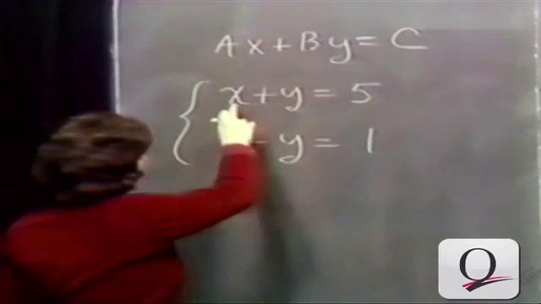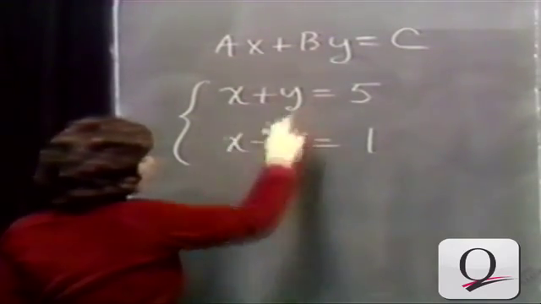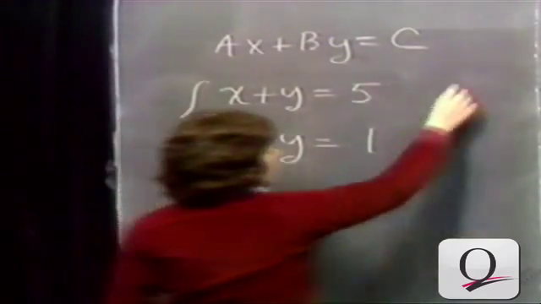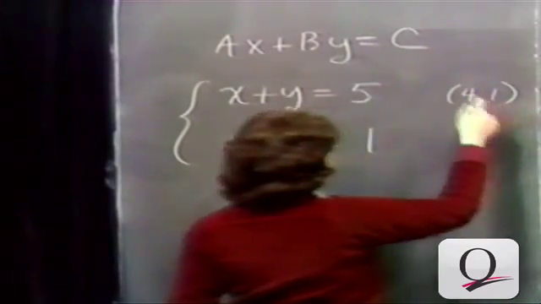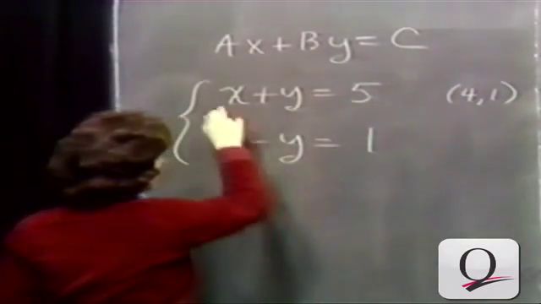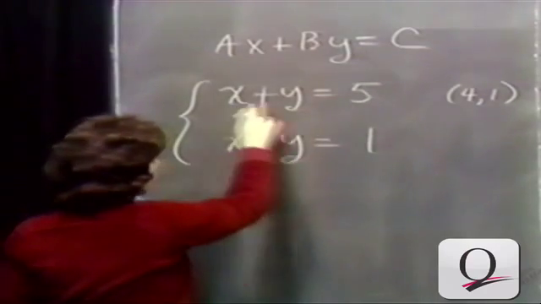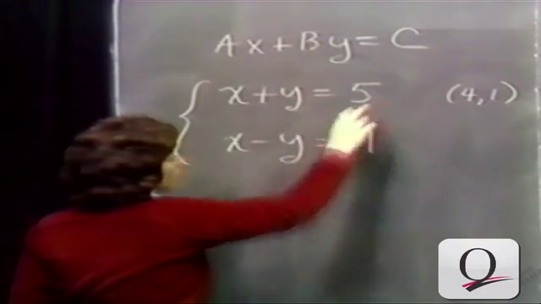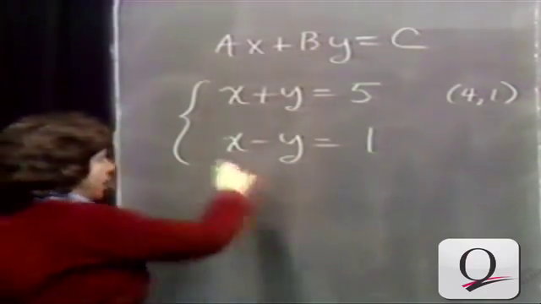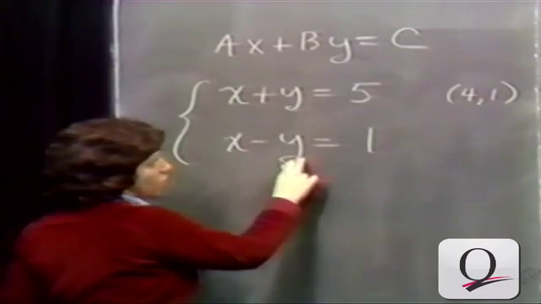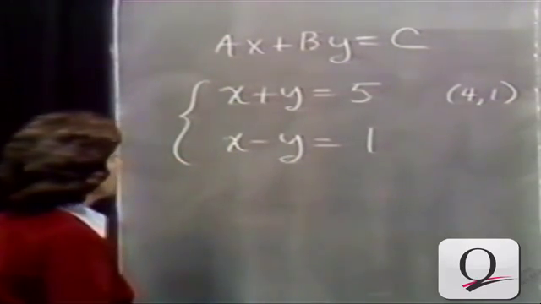For example, (4, 1). Obviously, (4, 1), x equals 4, y equals 1, is a point which satisfies the first equation. If x equals 4 and y equals 1, 4 plus 1 is equal to 5. It does not, however, satisfy the second. 4 minus 1 is not equal to 1.